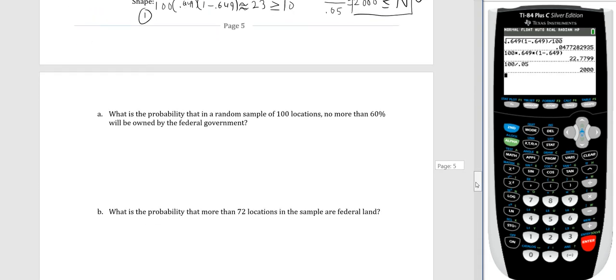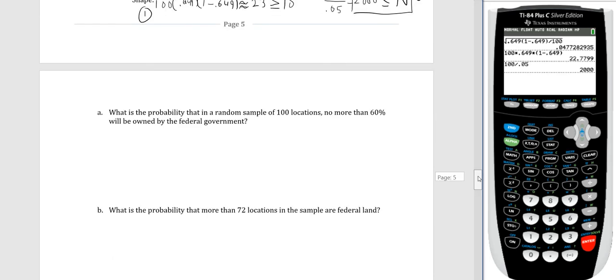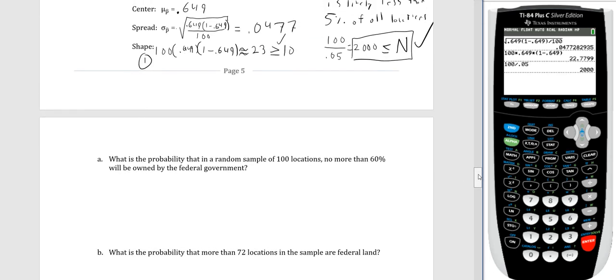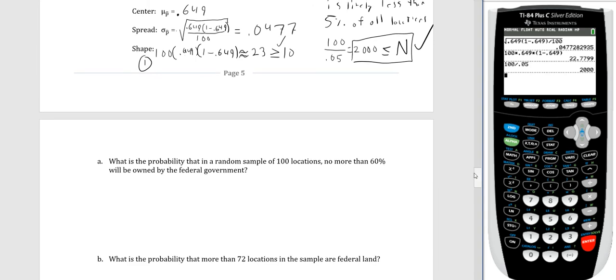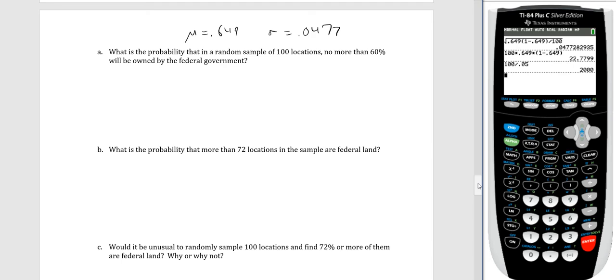With that said, we should be able to confirm and move on with this using our mean and standard deviation. So remember, our mean is 0.649 and our standard deviation is 0.0477. All right, what is the probability that in a random sample of 100 locations, no more than 60% will be owned by the federal government? So no more than 60%.